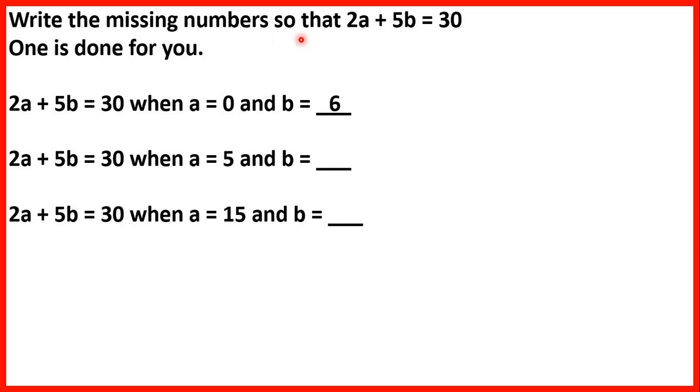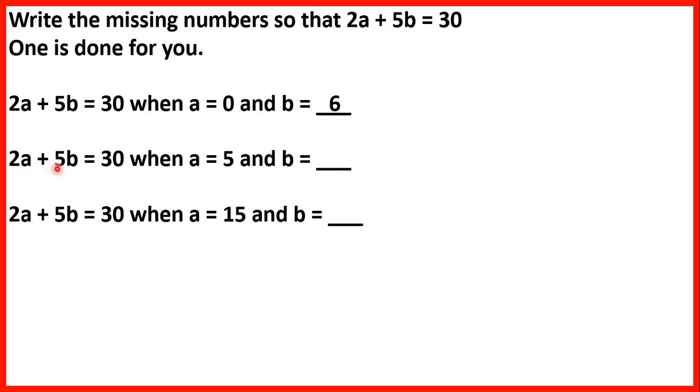Write the missing numbers so that 2a plus 5b equals 30. One is done for you. So we're told that 2a plus 5b equals 30 when a is 0 and b is 6. And that makes sense because 2a means 2 times a. So if a is 0, 2 times 0 is 0. And then if b is 6, 5 times 6 is 30. And 0 plus 30 is 30.